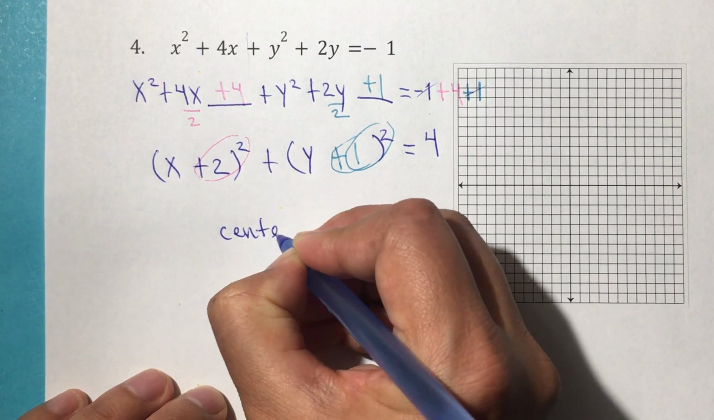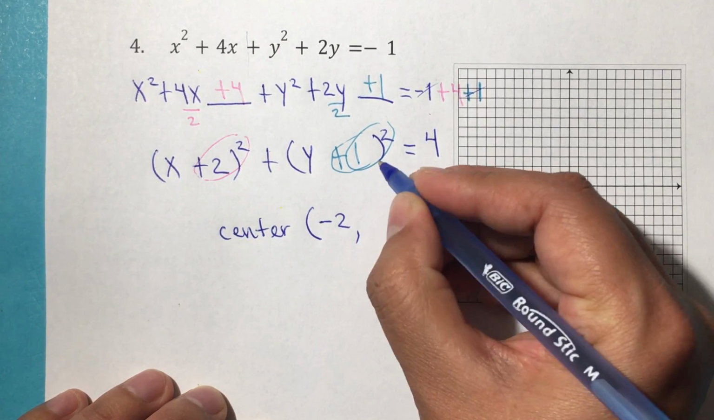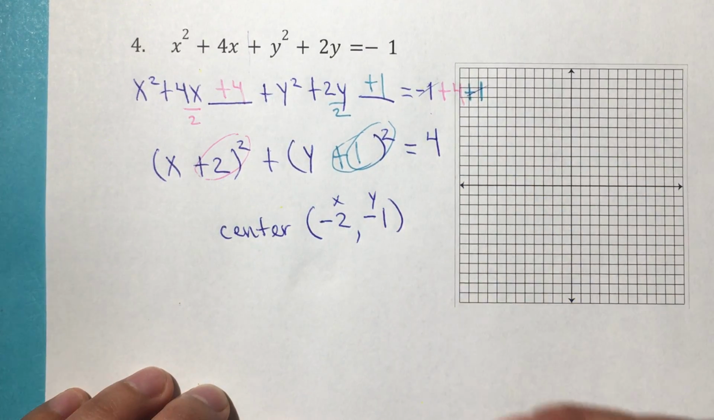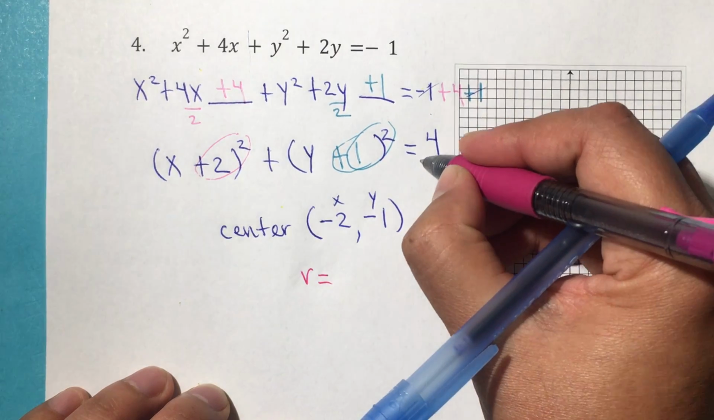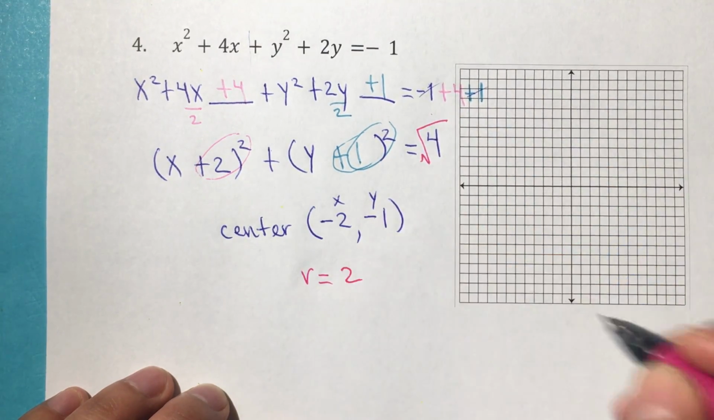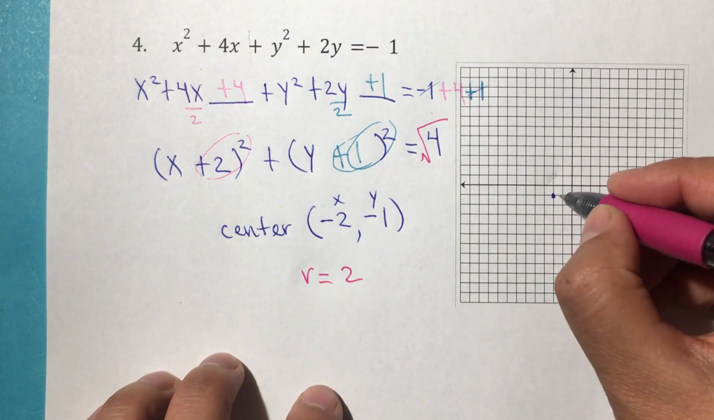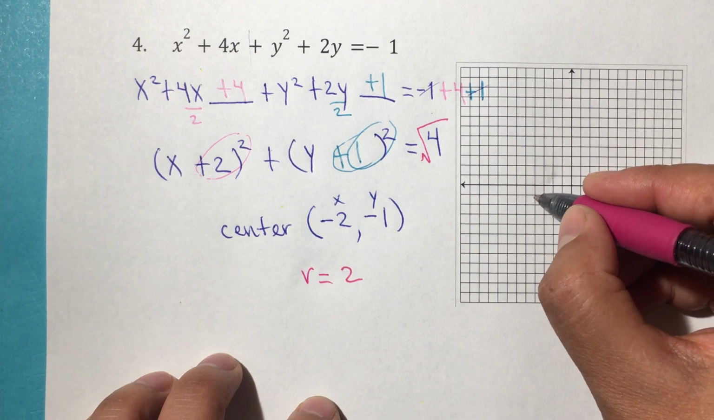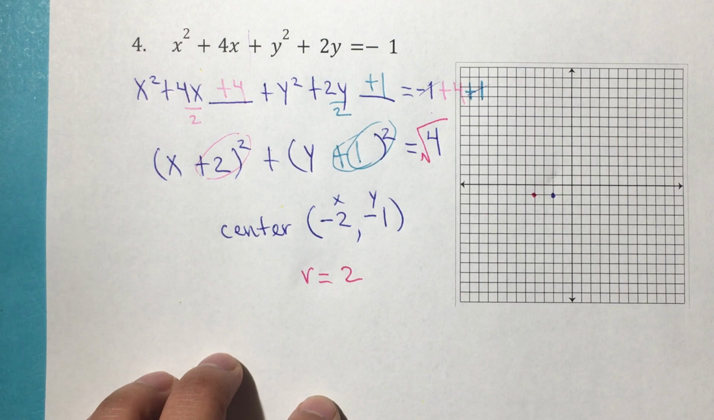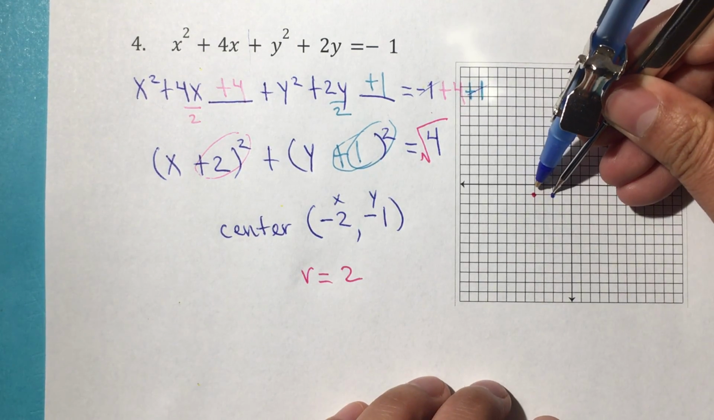Again, the center of the circle will be at the opposite of that, which is -2, opposite of that, which is -1 for y. And for the radius, you take the square root of the answer, which is square root of 4 is 2. The center is at -2, -1. The radius is 2 spaces, and you can put them up or left or down or right. It doesn't matter. Or you can write all of them. It's up to you. But sometimes it doesn't really go through all the points.